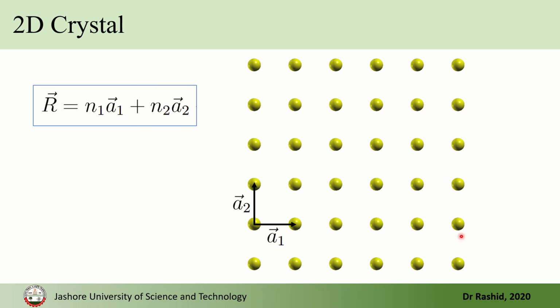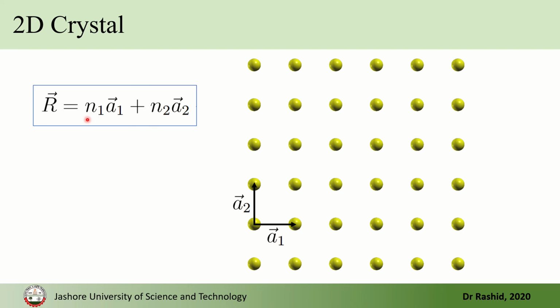Let's take this example. This is a 2D structure. So, I have only A1 and A2 because this is 2D. So, the lattice vector R has 2 component vectors, A1 and A2. Now, if I define these 2 vectors like this way, this is A1, this is A2. So, I have 2 vectors of this kind.